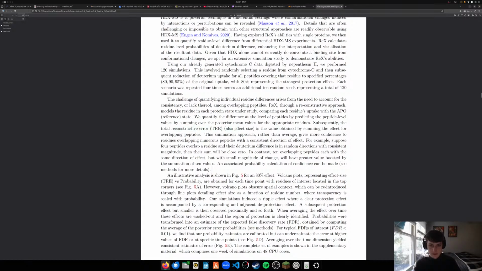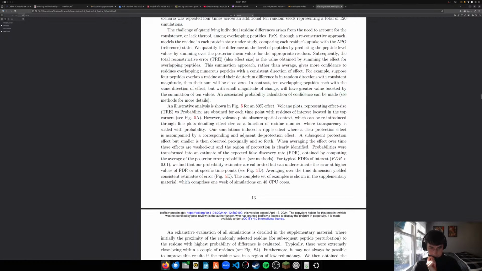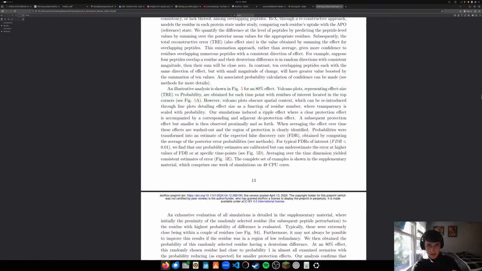Subsequently, the total reconstruction area is the value obtained by summing the effect. Suppose 4 peptides overlap a residue, and there are different deuterium differences in random directions with consistent magnitude. Then their sum will be close to 0. In contrast, 10 overlap. Okay, I don't quite understand that.